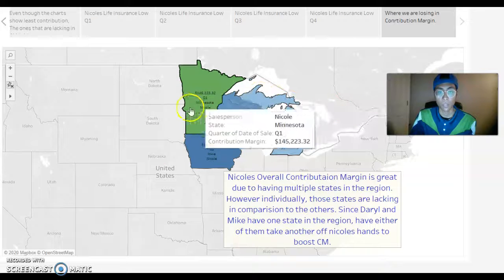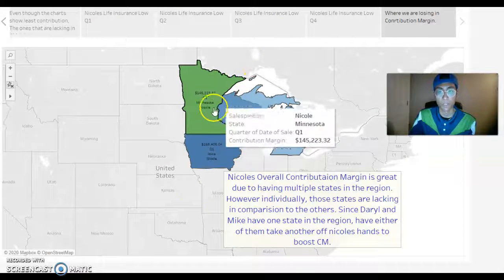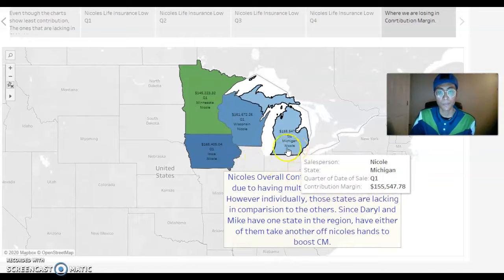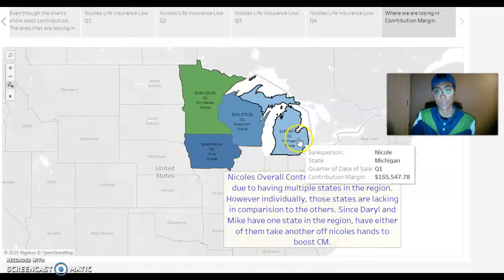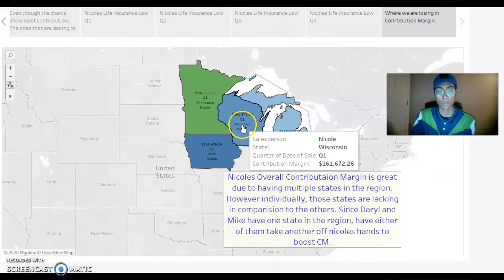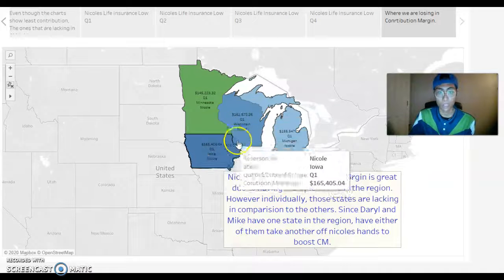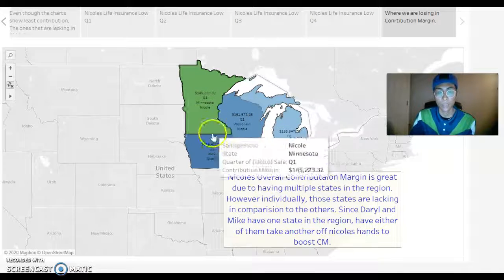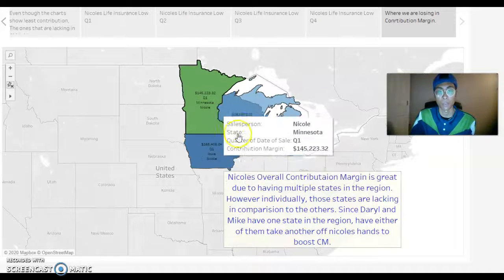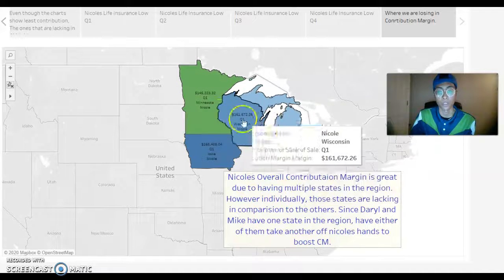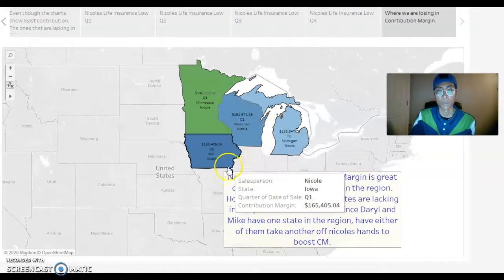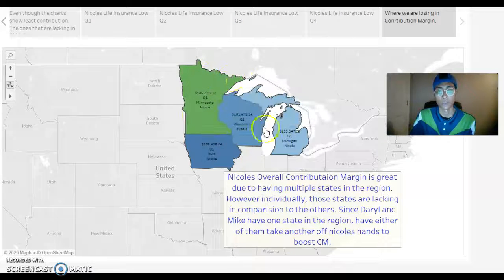So what I concluded was we should be able to split up at least Minnesota and Michigan, and give Minnesota to Daryl, or give Michigan to Daryl, or give Minnesota to Mike and Michigan to Mike. That way she can focus on 2 of her respectable states that are bringing in the maximization of contribution margins, as opposed to these 2, where Daryl and Mike have the opportunity to work on these 2, and give Nicole the leeway to focus on these 2. That way she doesn't have too much going on at once.